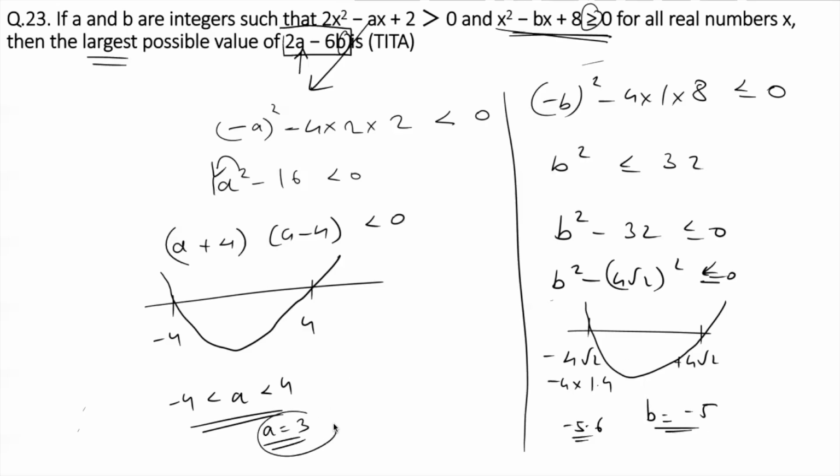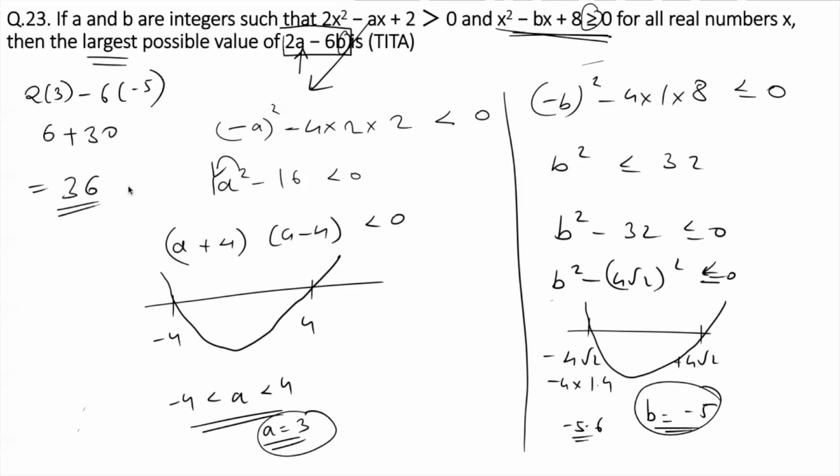So putting a equal to 3 and b equal to −5 in this expression, the answer you need is 2 into 3 minus 6 into −5. Minus minus will become plus. 6 plus 30, your answer is 36.